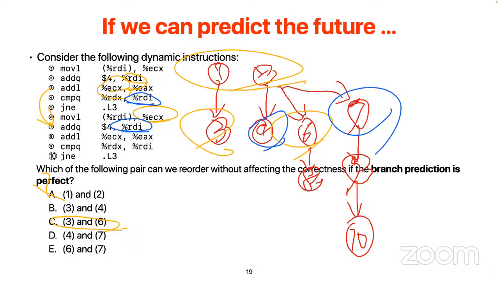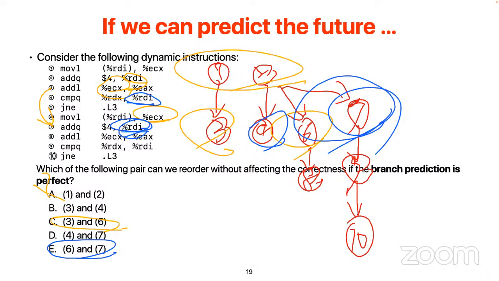So we are also modifying RDI here, right? How about 6 and 7? So 6 and 7, right? Again, they don't have dependency. But why can't we reorder them? Same reason, right? Because here 6 depends on RDI, and 7 is modifying RDI.